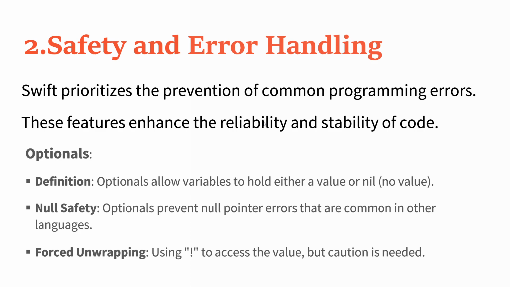Second one is safety and error handling. Swift prioritizes the prevention of common programming errors. These features enhance the reliability and stability of code. Optionals. Definition: optionals allow variables to hold either a value or nil. Null safety: optionals prevent null pointer errors that are common in other languages. Force unwrapping: using an exclamation mark to access the value, but caution is needed.